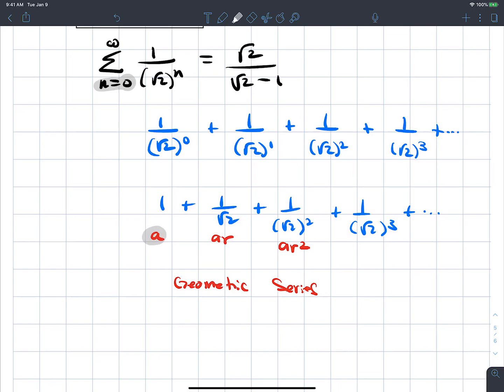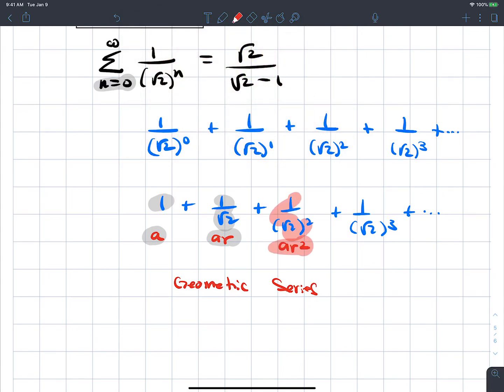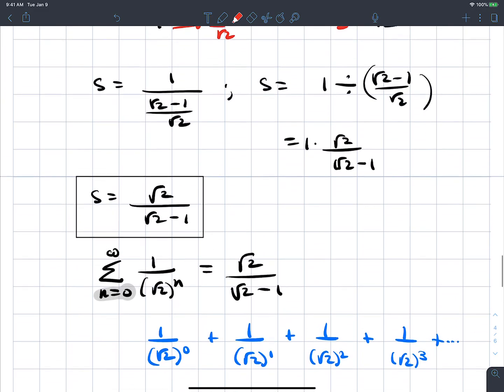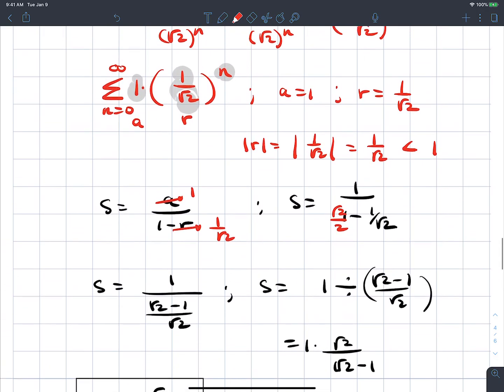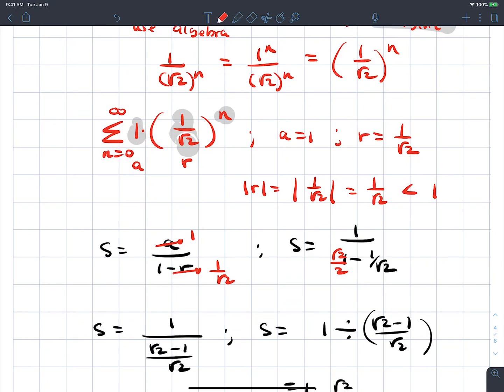Meaning set A equal to 1, set AR equal to 1 over the square root of 2, which means R is 1 over the square root of 2, and then you verify the third term that AR squared is 1 over square root of 2 squared. So you do what we've been doing, and notice again, you find A is going to be 1. I think we have it somewhere here. There we go. We already know A is 1, and R was 1 over the square root of 2, and you can find the sum in the same exact way.